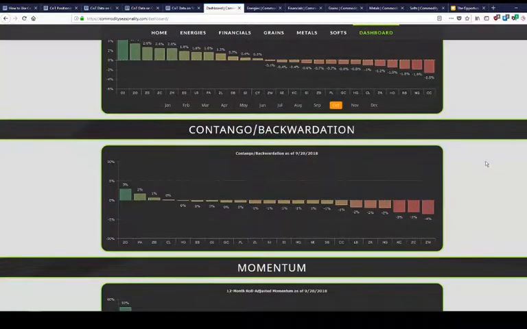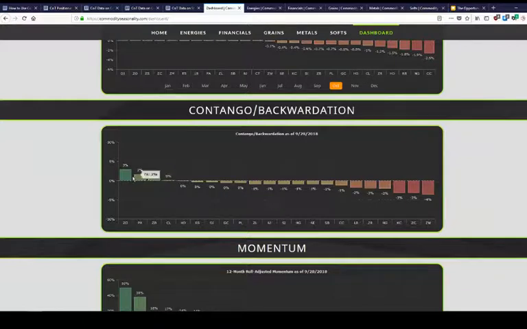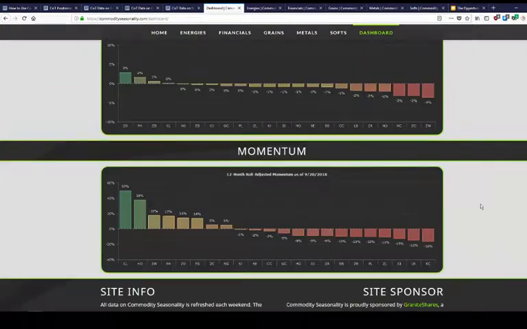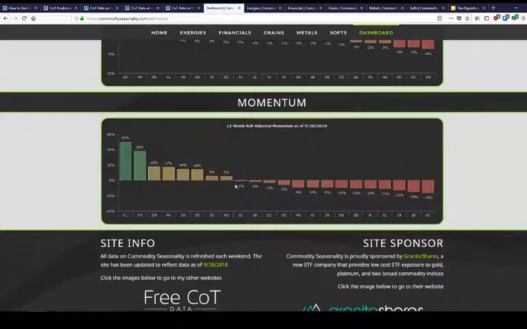Then we've got a snapshot of term structure. We've got backwardation popping out in oats, and then wheat, corn, and coffee with a steep contango. That means if you're long, it's going to cost you to roll that. Momentum is a story of energies and commodity futures. Crude and heating oil have ripped over the past 12 months. And on the flip side, soft commodities have done poorly.